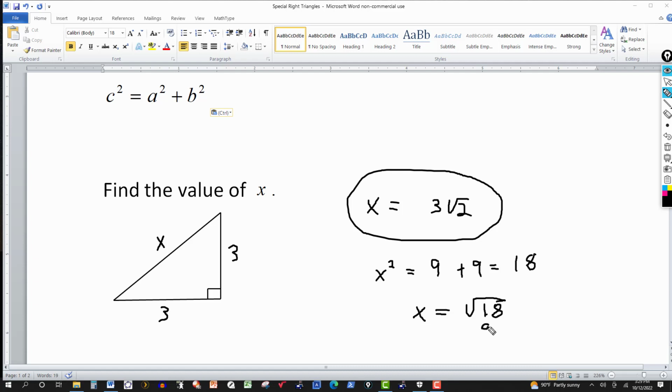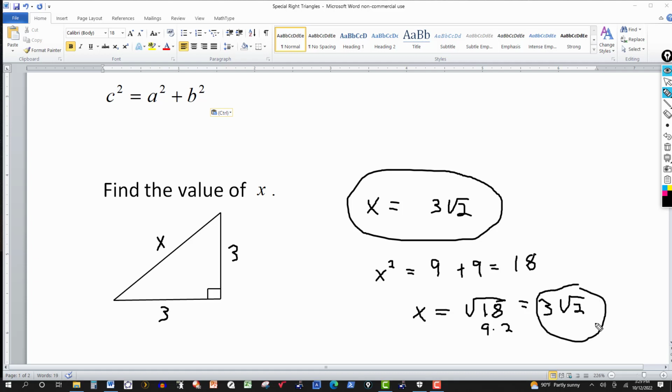So 18 is 9 times 2. And we can bring out the 9 because the square root of 9 is 3. So this gives me 3, and the 2 stays under the radical. 3 square root of 2.